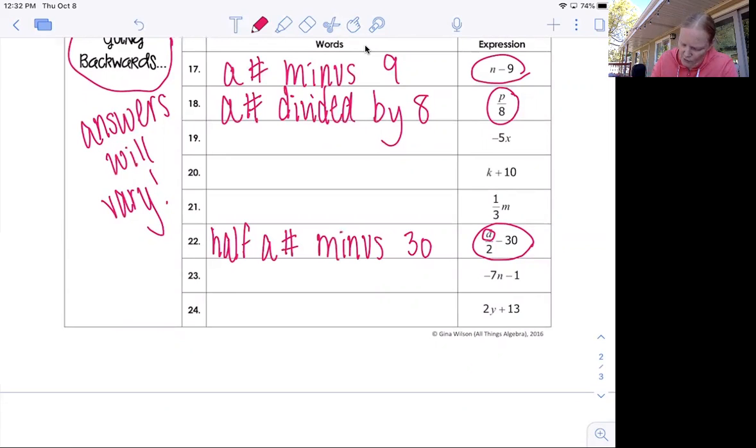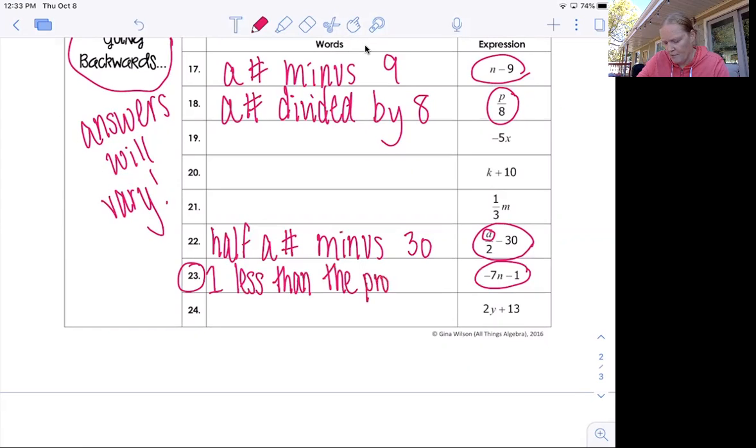Okay, and then the next one is number 23, so it's -7 and -1. Let's go a little fancy on this one. I'm going to say 1 less than the product of -7 and a number. Remember, product means multiply. So 1 less than the product of -7 and a number. I could have said -7 times n minus 1. That's fine too. So again, get help if you're not sure.